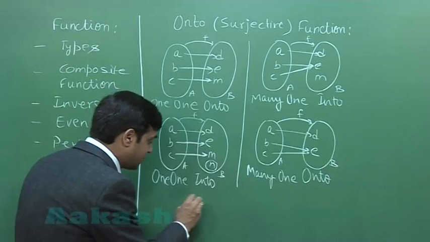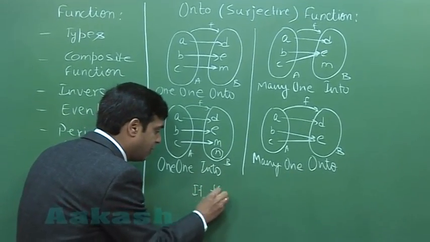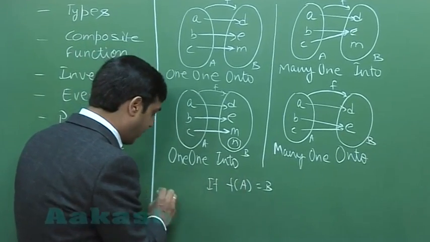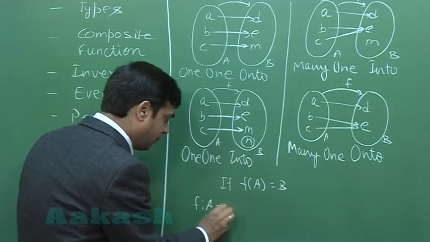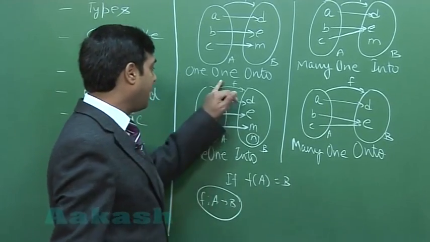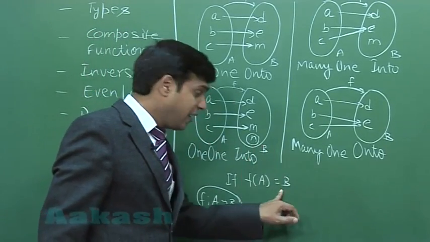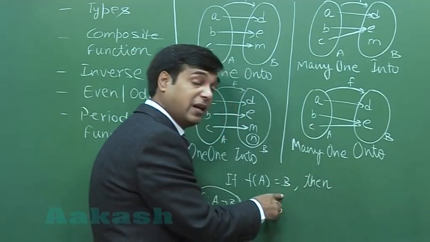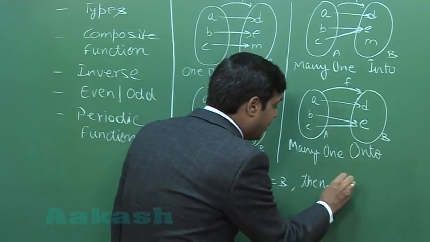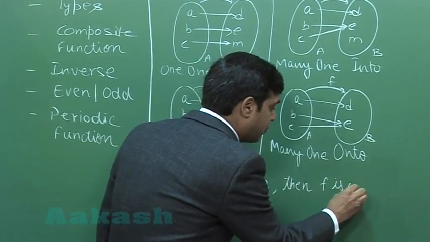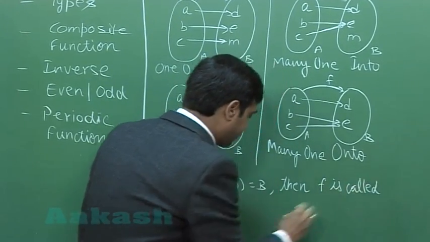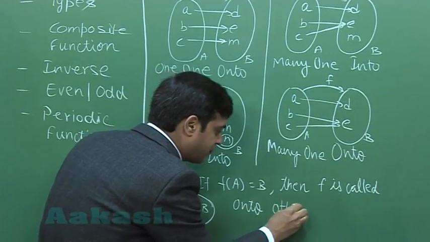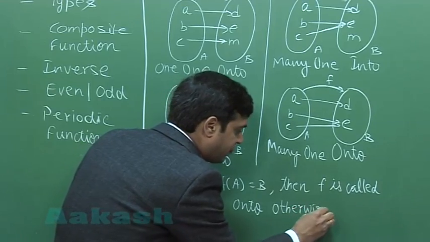So we can write it in terms of an equation. Let us say the function is defined as f from A to B. If f(A) equals B, f(A) meaning range, B meaning codomain, then f is called onto, otherwise into.